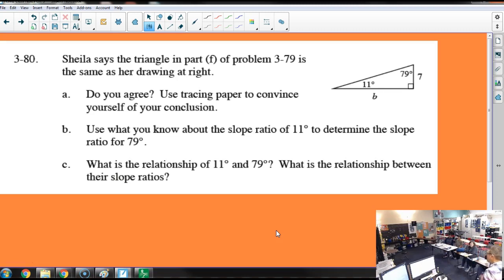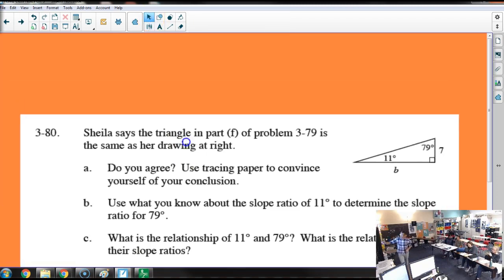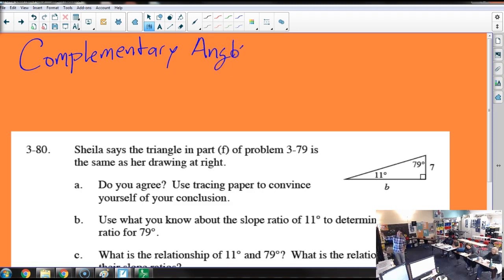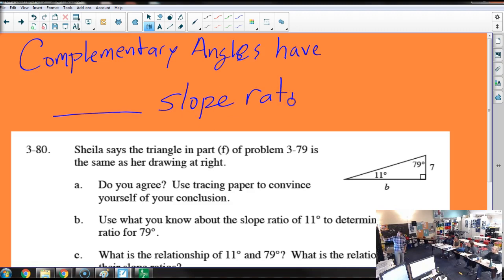But how do we know this? I agree with what you said, but how do we know this? Because what did we figure out? What we figured out, and what I would like you to jot in your notes, please, because it's only a few words. Complementary angles. And if you abbreviate that, that's up to you. Have what slope ratios? Oh, wait, what's switch, flip-flop.